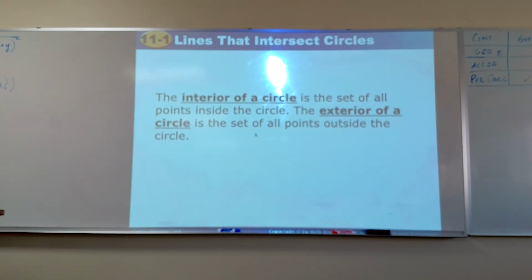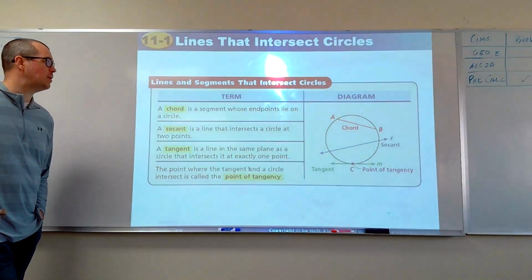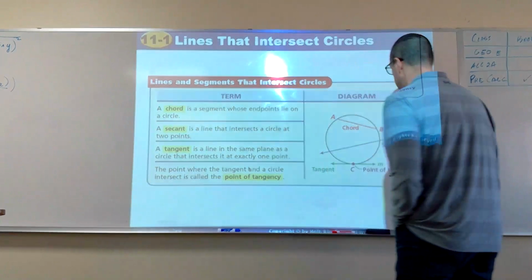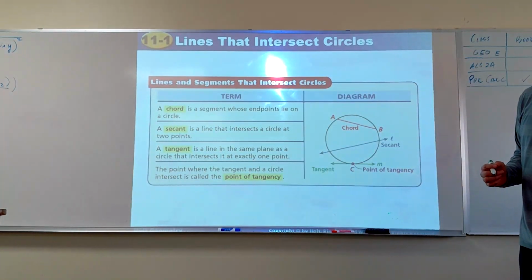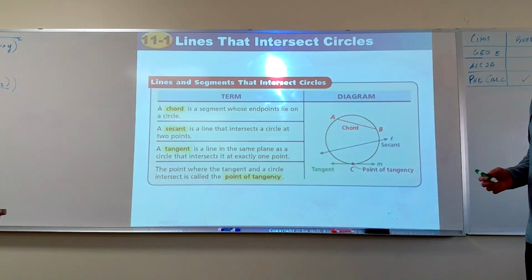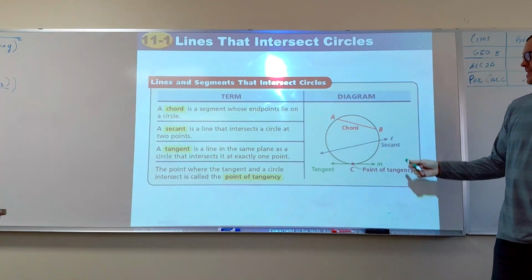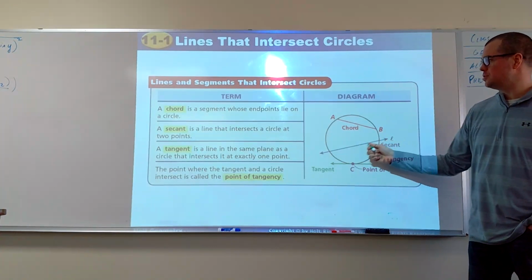All right, the interior of a circle is inside the circle. The exterior of a circle is the set of the points outside the circle. So we've got some lines and segments that we're going to talk about here that deal with circles. A chord is a segment whose endpoints lie on the circle. A secant is a line that intersects a circle at 2 points.